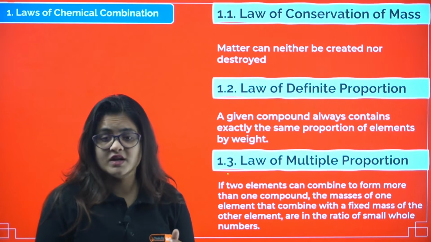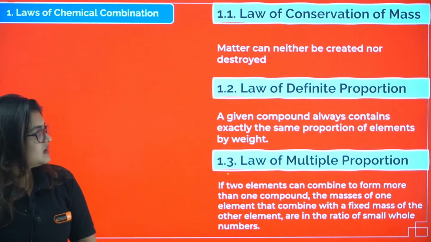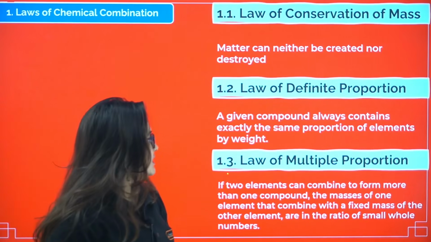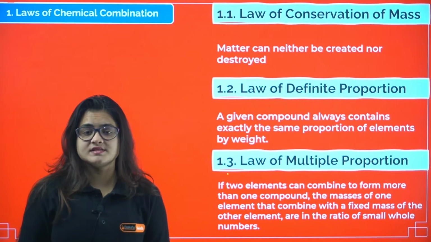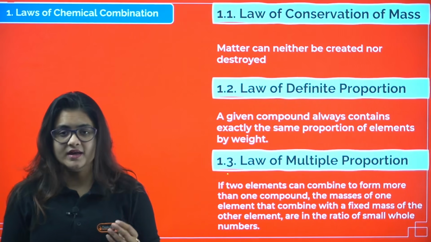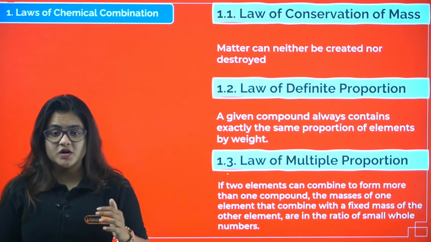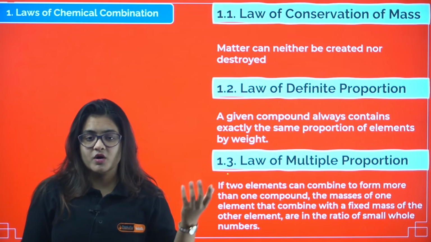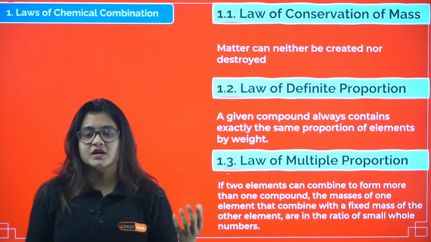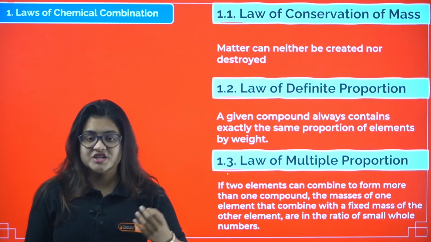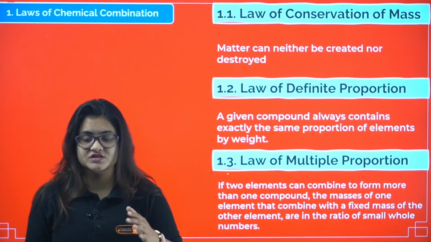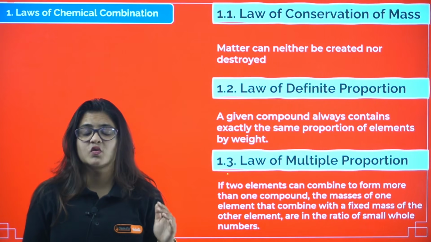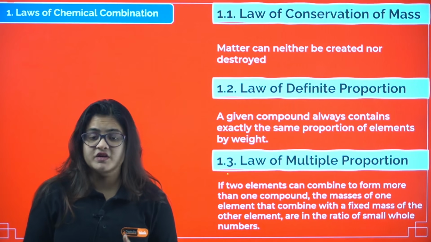Okay, law of definite proportion. For this case, you can see a given compound always contains exactly the same proportion of elements by weight. Let me give you one example. Let's say you have water, and now collect water from different sources. Collect water from your filter, from a pond, from a waterfall. You will see the weight ratio of hydrogen and oxygen will always be similar. It will be 1:8 all the time, wherever you collect it from, right? So that is your law of definite proportion.